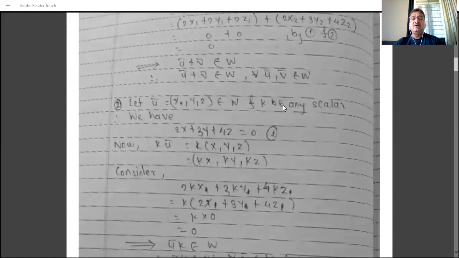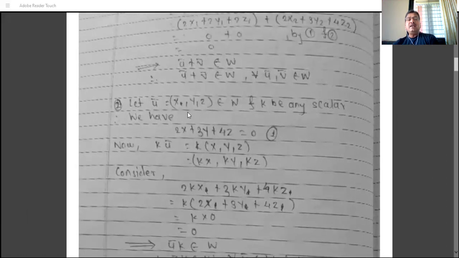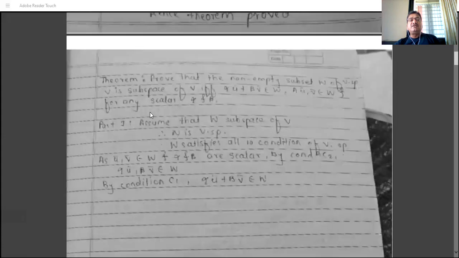And therefore this U bar and V bar are arbitrary elements of this set W, and the condition is true for arbitrary elements. So we say the condition is true for all elements. Therefore we say that U bar plus V bar belongs to W for all U bar and V bar belonging to W. And the second condition, now we have to show that any element of W and any scalar, its multiplication belongs to W. That is the second condition.